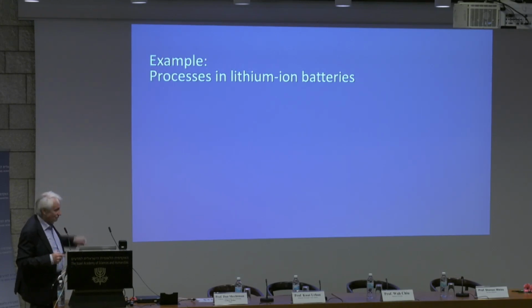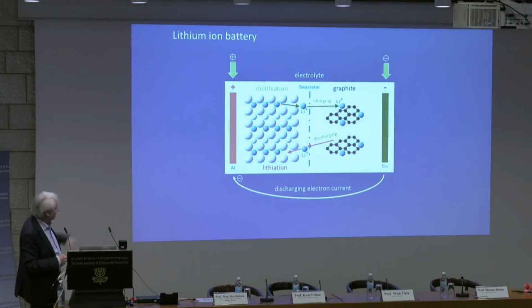So I start with something which is very modern today, research on lithium-ion batteries. A lithium-ion battery has essentially three parts. We have a lithium-containing compound, we have a solid-state electrolyte, and then we have graphite, which accommodates the lithium atoms in the intercalation compound. So upon charging, the lithium flows into the graphite intercalation configuration, and upon discharging, the lithium flows back, and this is accompanied by a discharging electron current through the outer circuit.